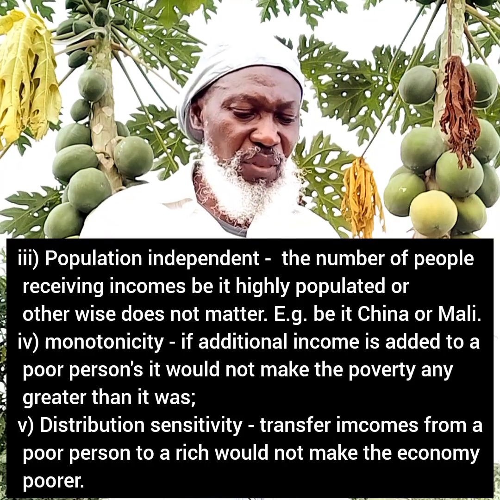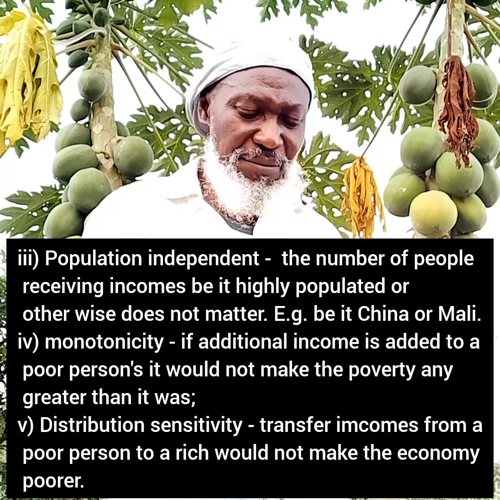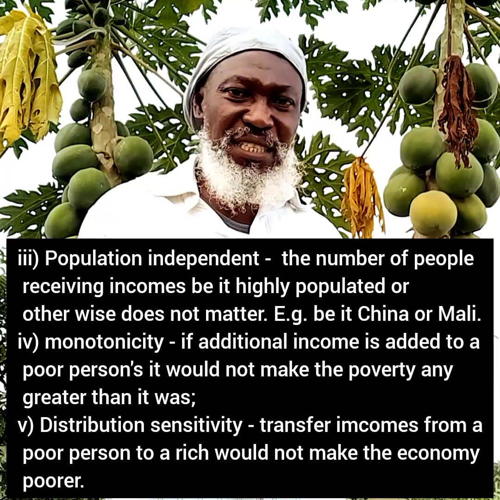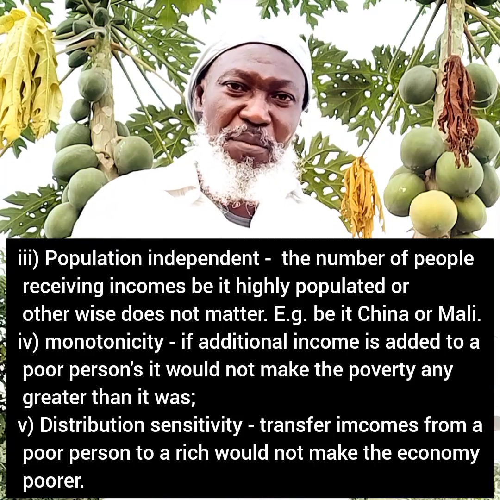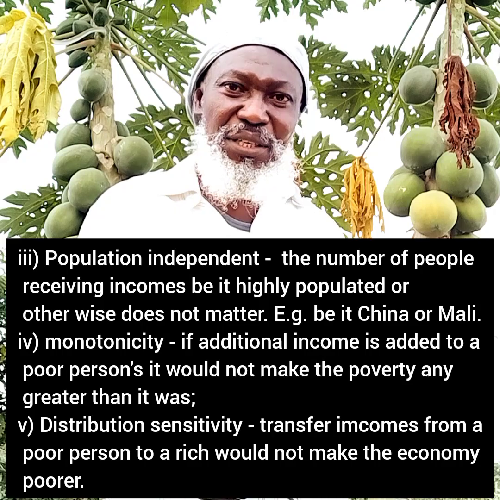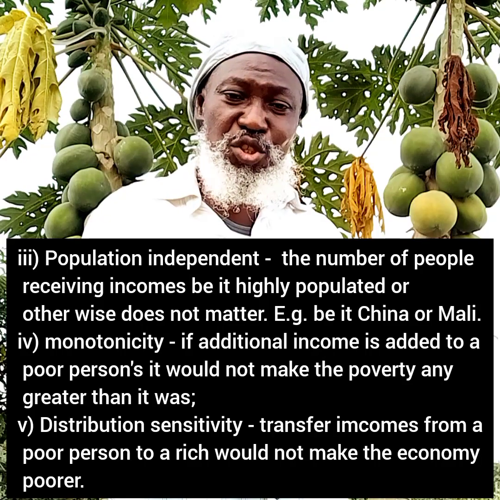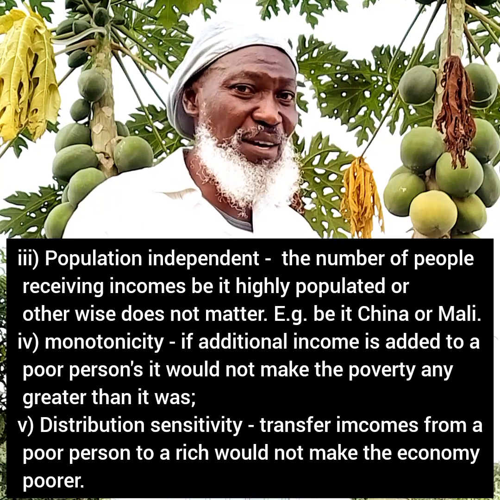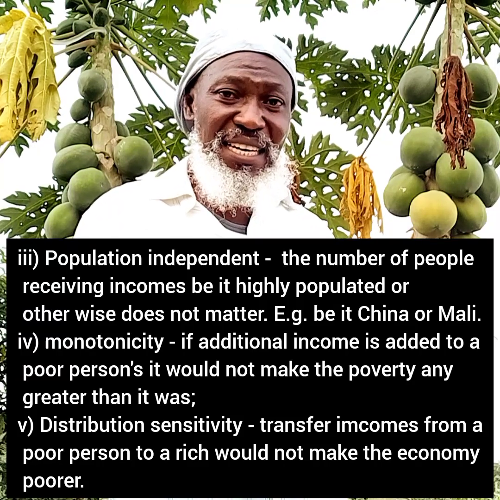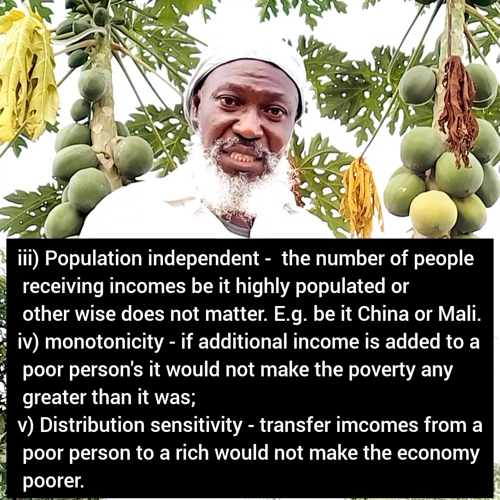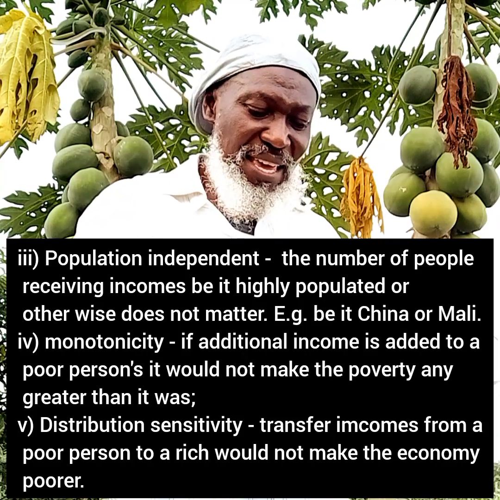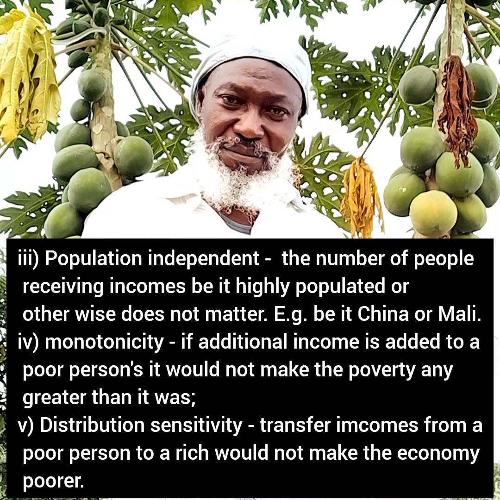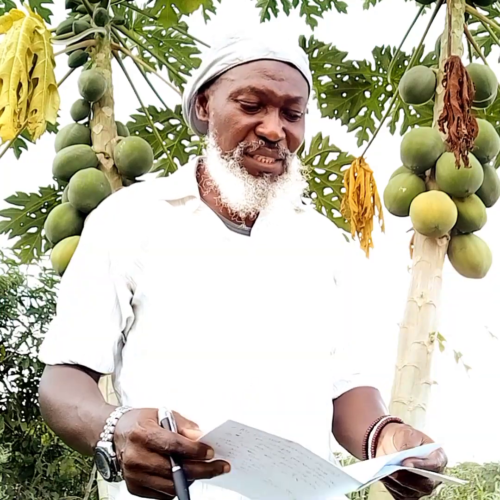Monotonicity is that if you add income to someone on or below the poverty line, it will not make poverty any greater. That's the fourth one. The fifth one has to do with distribution sensitivity. It is this that the poverty headcount formula we discussed earlier failed. It failed distribution sensitivity, meaning that if you transfer income from a poor person to a rich person, the society becomes poorer. So those are the conditions that won't work.